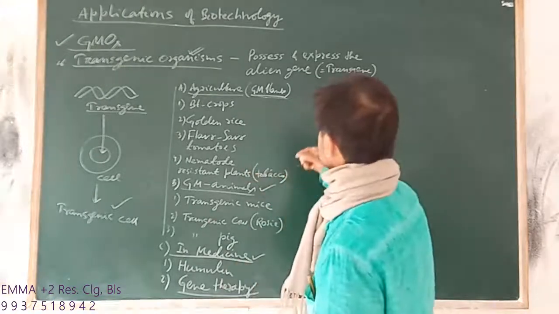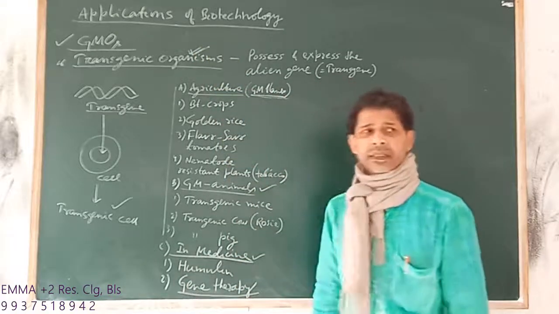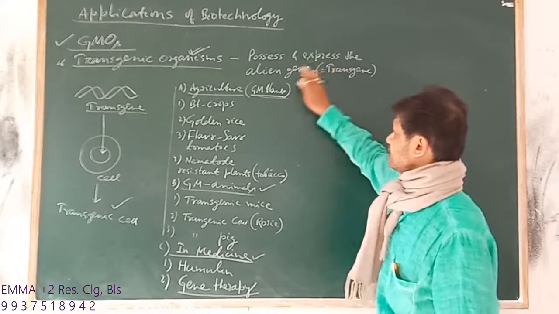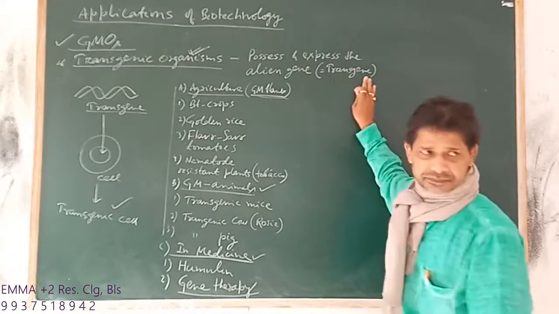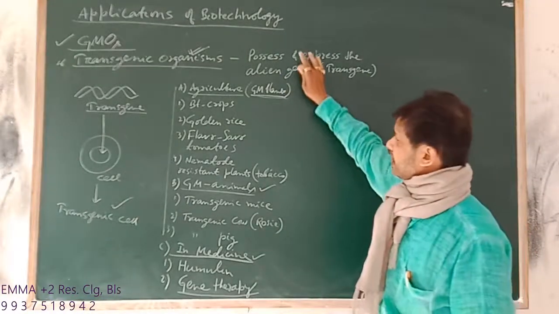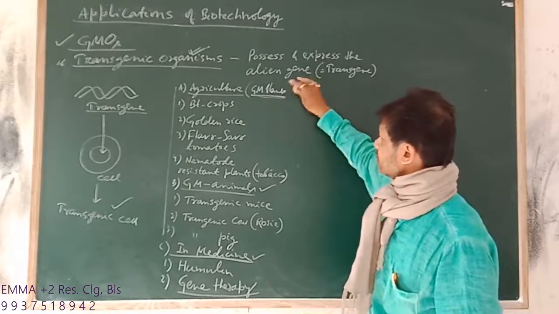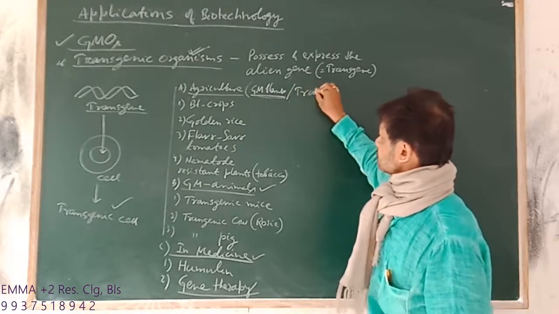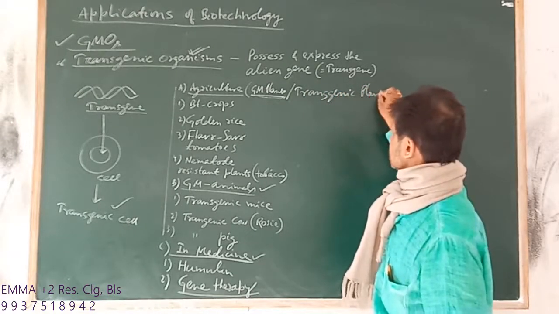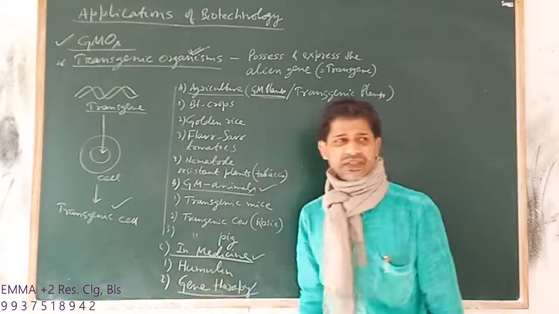So let's define what we mean by a transgenic organism. Transgenic organisms possess and express a transgene or alien gene. They can be transgenic plants, GM plants also known as transgenic plants. So these are the examples of some transgenic plants.